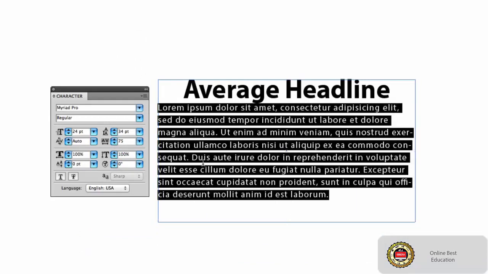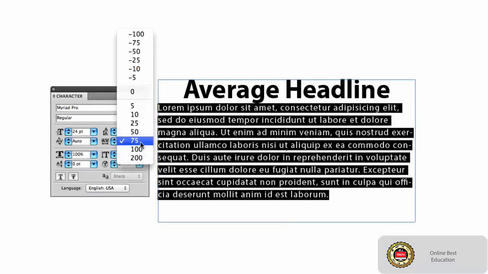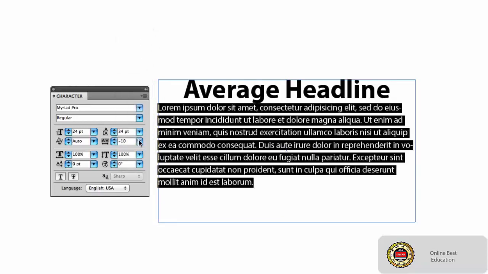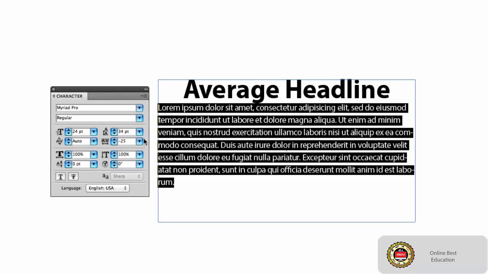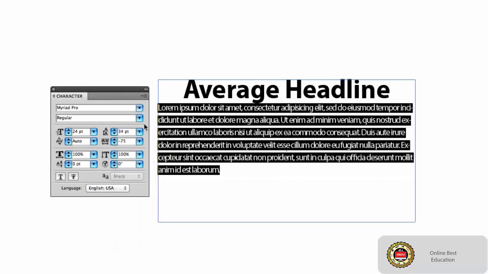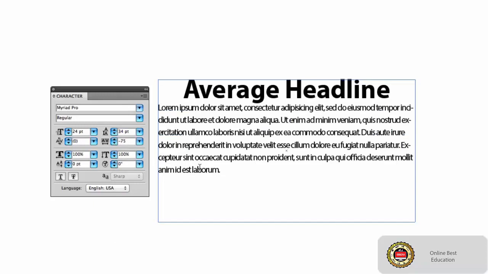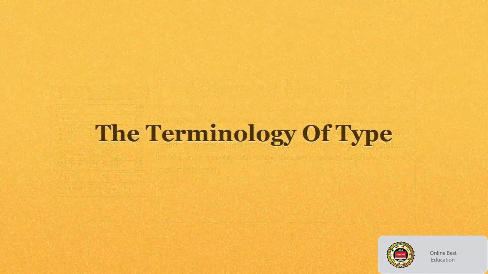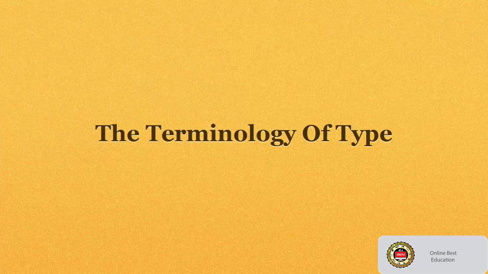And of course, if I go and undo that and then start reducing down the amount of tracking that I'm using inside my block of text, again, we could very well run into some readability issues, okay? Perhaps something like that is a little bit extreme. But in any regard, that's the difference between tracking and kerning. So there we are, the terminology of type. We now understand the difference between fonts and typefaces. We understand what a font family is, and we also learned about leading, kerning, and tracking.